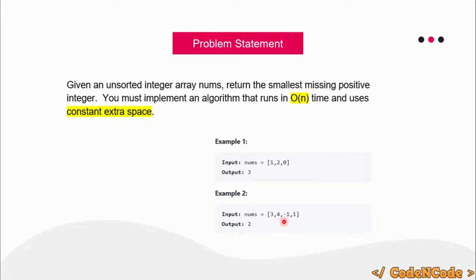If you can see, suppose this was the input 3, 4, minus 1 and 1, you can clearly see that the first positive integer that does not exist in this array is actually 2. So that is why we have output 2. Here 1 and 2 exist, 3 does not exist, so the first positive integer that does not exist in the array is 3.